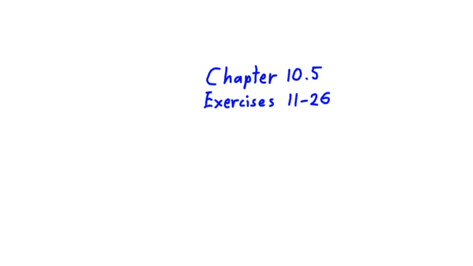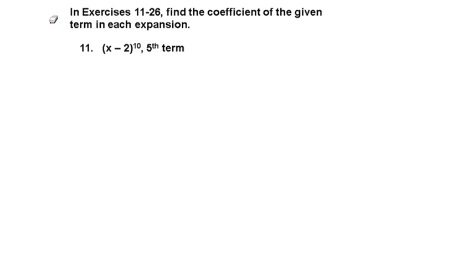Chapter 10.5, exercises 11 through 26. This section 10.5 in the book has to do with binomial expansions. And so we're going to go ahead and go through and process the odd number problems. In exercises 11 through 26, find the coefficient of the given term in each expansion.